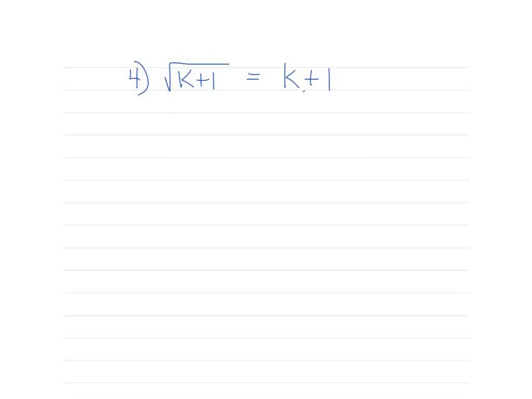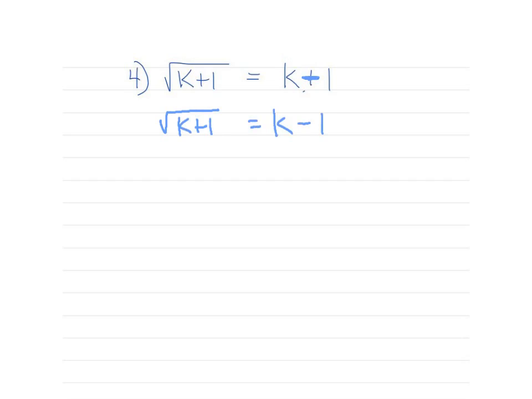Okay, let's look at this one. Number 4. Radical k plus 1 is equal to k plus 1. Can we change this? Let me change this. Let's make this k minus 1. So instead of plus 1, this is going to be a minus 1. All right, let me rewrite it. Radical k plus 1, here's how I want it to be, is equal to k minus 1.